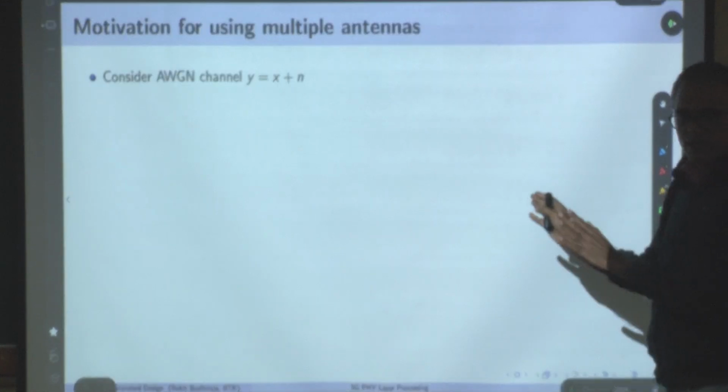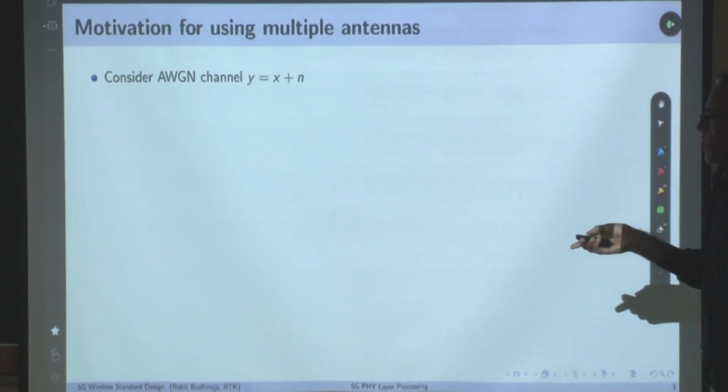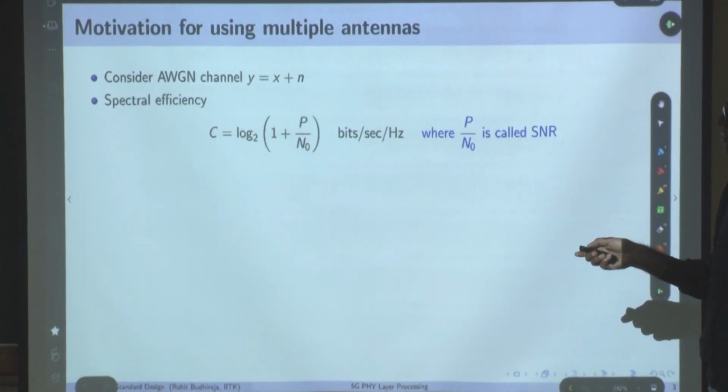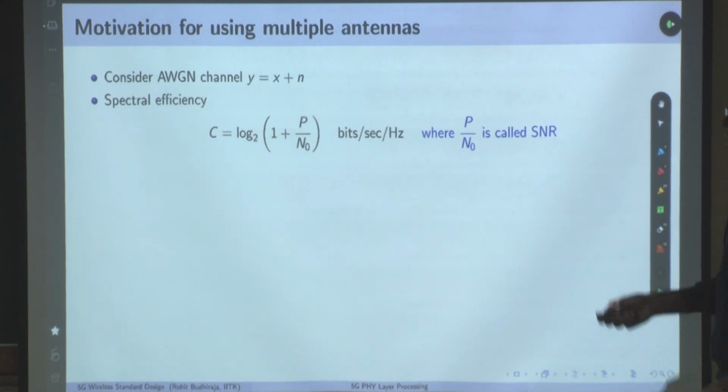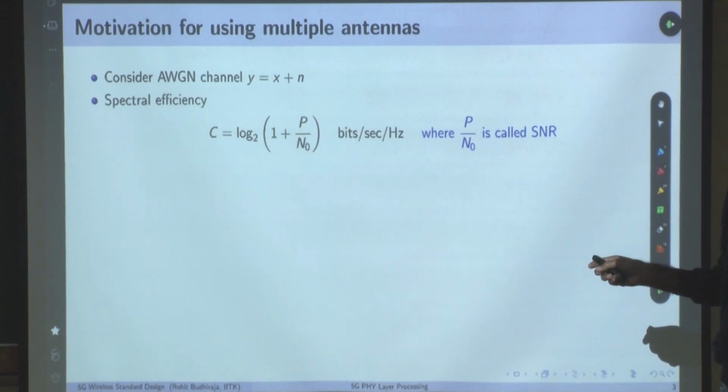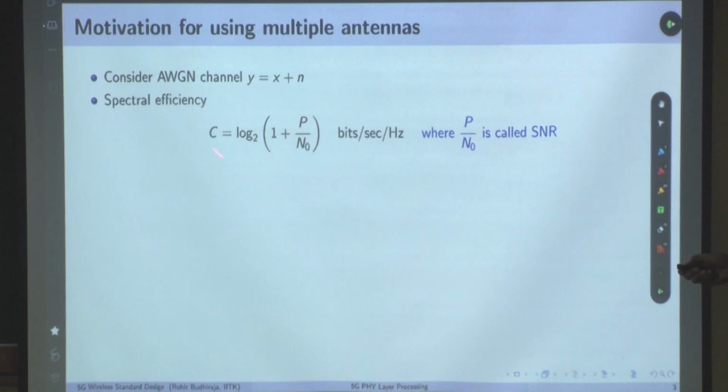This is our favorite beast, y is equal to x plus n. What is this? We have seen that capacity in the beginning of this course. This is log(1 + SNR), capacity, spectral efficiency. What is this P by N naught? P by N naught is SNR.